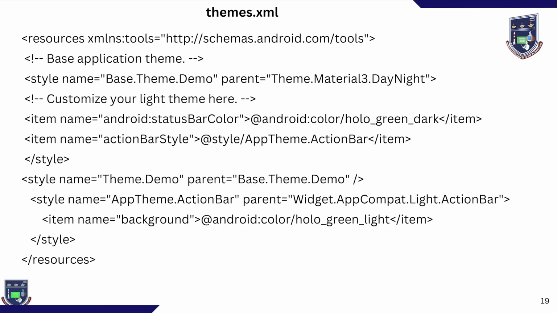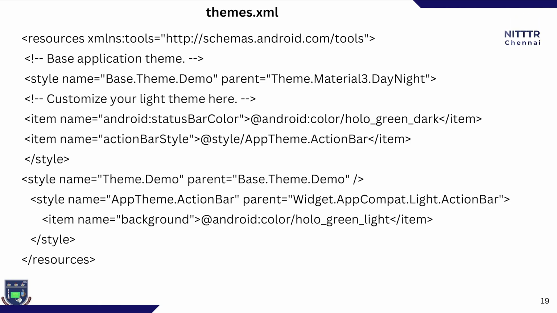So the first one is the base theme definition, and the statement relevant to the base theme definition is name equal to Base.Theme.Demo. This statement sets the custom theme name. Then second, we have parent equal to Theme.Material3.DayNight. So this is one type of theme. It will inherit the Material 3 day or night theme features. So it will have some customized features. We can inherit it from the library.